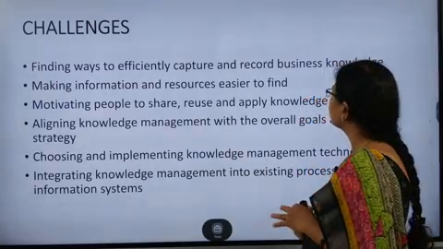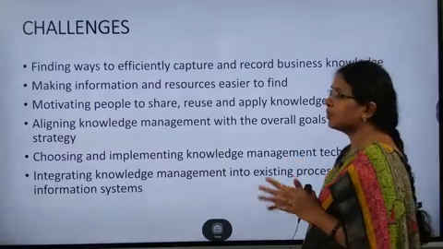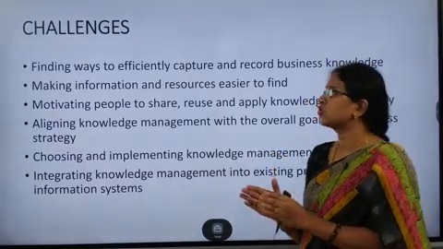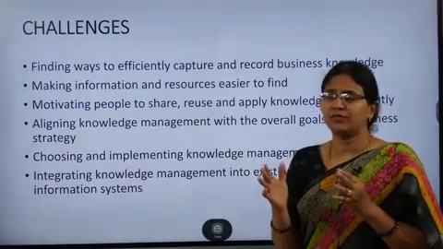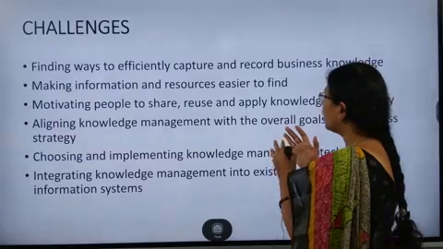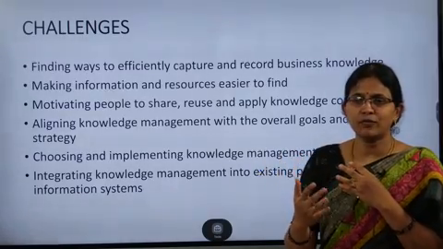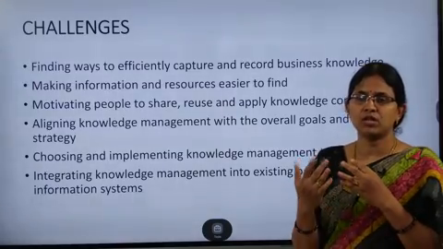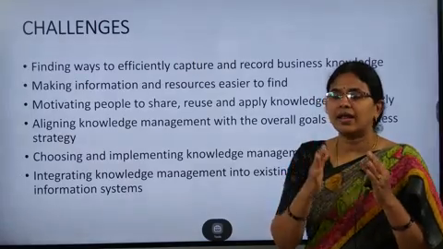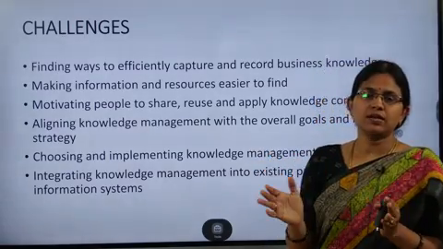So coming to the challenges. The main hurdle for knowledge management is finding ways to effectively capture and record business knowledge. It's not always easy to capture the business data correctly and use that data in a correct manner, and it's not easy to find the information and resources. It is tough to motivate people to share, reuse and apply the knowledge in a consistent manner. It means it is tough to make your employees understand how to apply, reuse and capture the knowledge. It's a very challenging part. And finally, aligning your knowledge management system with your business strategy. If that alignment is missing, then it's going to be a challenge.